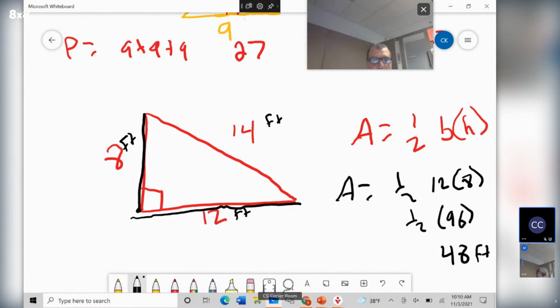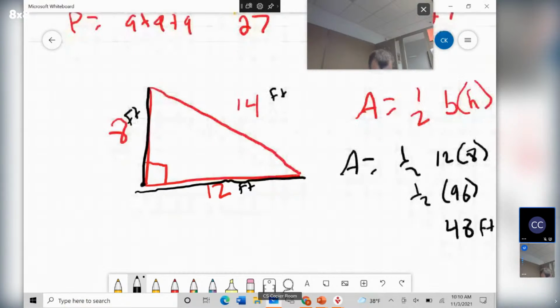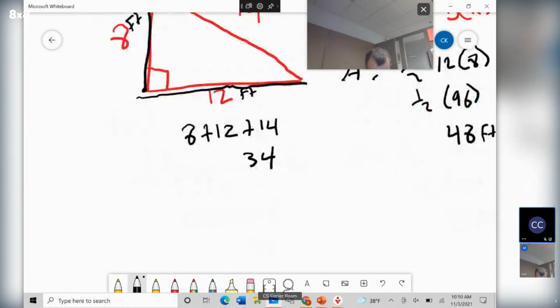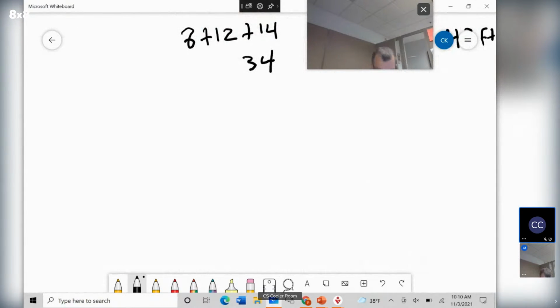Now, if I asked you to find the perimeter for this, it's just adding all three sides together. So it'd be 8 plus 12 plus 14, which is 34. Okay. So those are the two things we're going to work on today. I want you to find the perimeter, which is just adding all three sides together, and then the area, which is 1/2 base times height. Okay, let's do one more here. And we'll do another one of those equilateral triangles.